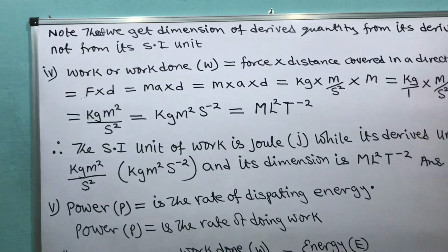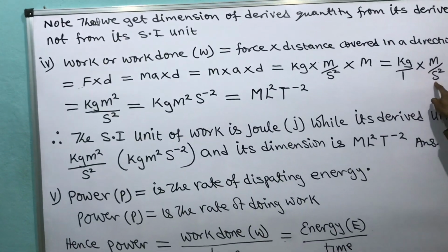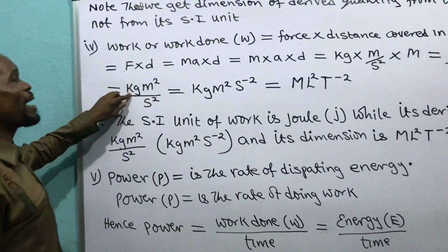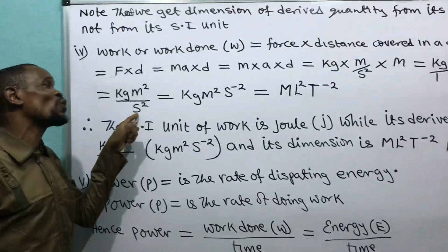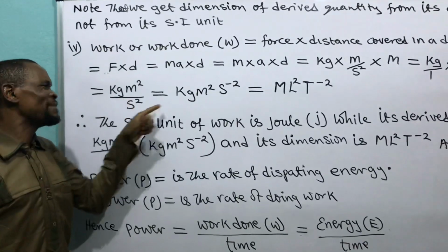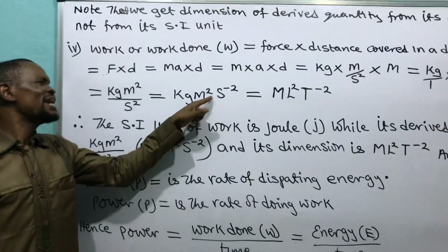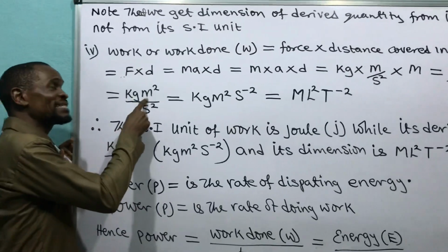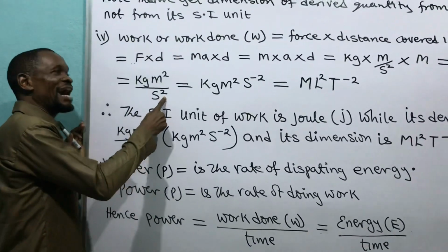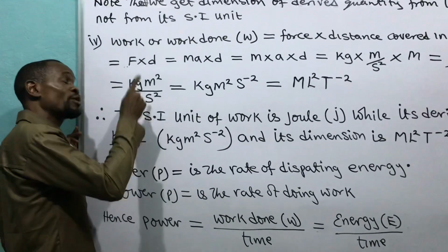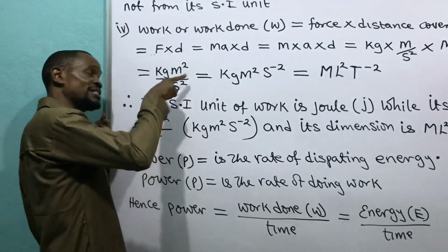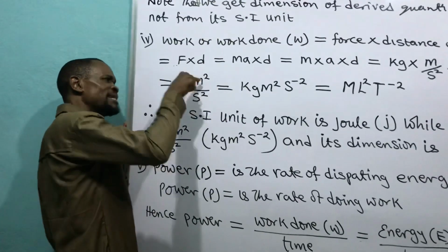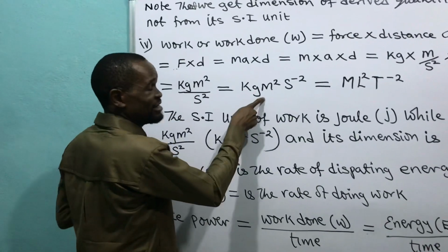Then times this will give kilogram meter squared over second squared, times 1 gives second squared. So I will have kilogram meter squared over second squared. This can be written as kilogram meter squared seconds to the power minus 2. Remember, I have explained it. That is kilogram meter squared per second squared, and that can be written this way.